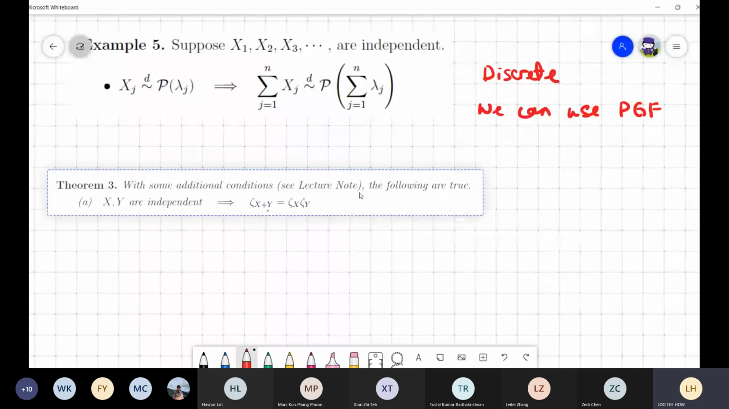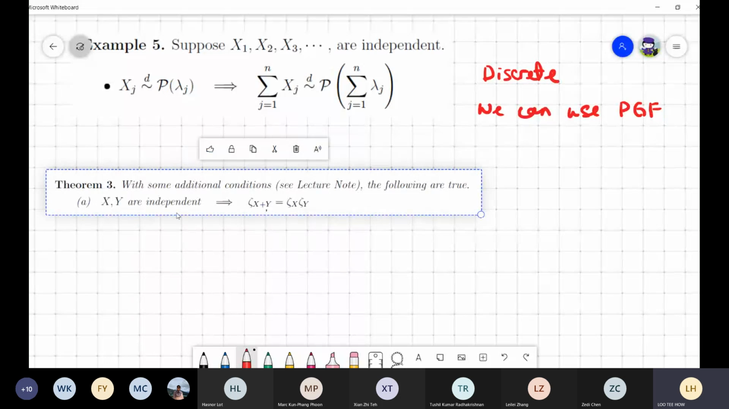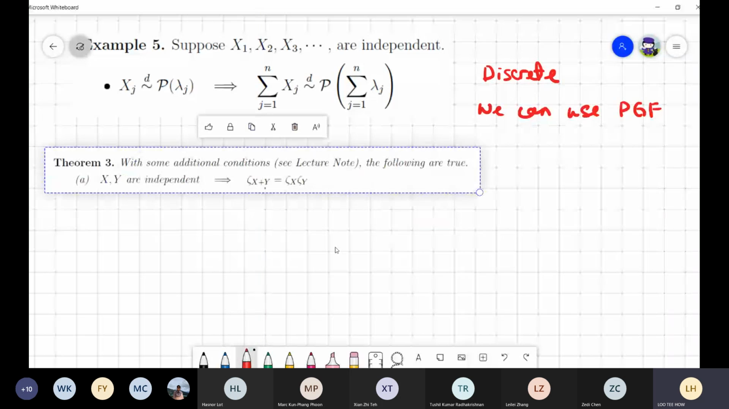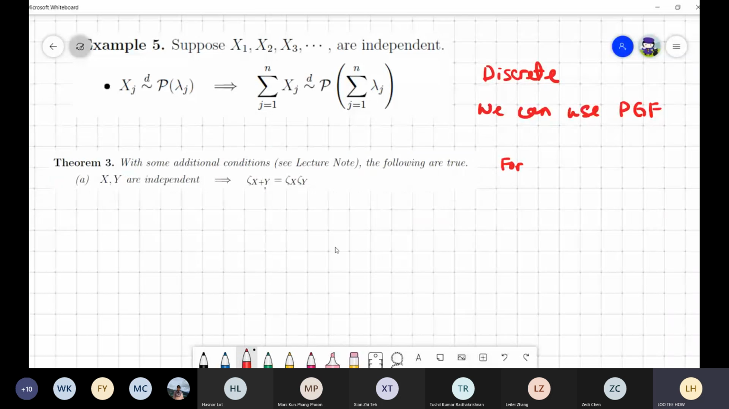So theorem 3, which is similar to theorem 1, though theorem 1 had some additional conditions; actually we do not need the additional conditions for this. Whenever x and y are independent, then zeta of x plus y will be equal to zeta x multiplied by zeta y. Of course, this is only applicable for the discrete case. As I said, this probability generating function is only applicable for the discrete case. So we can use this theorem to solve our problem here.